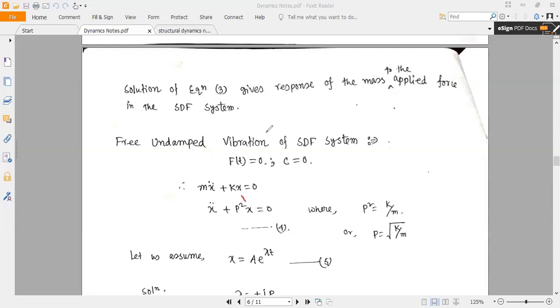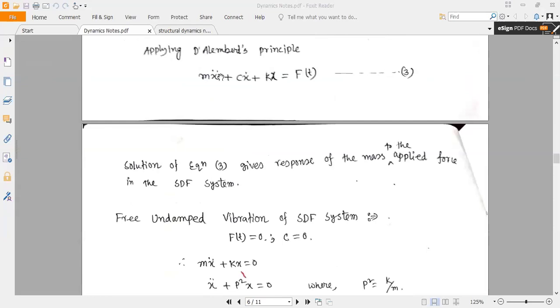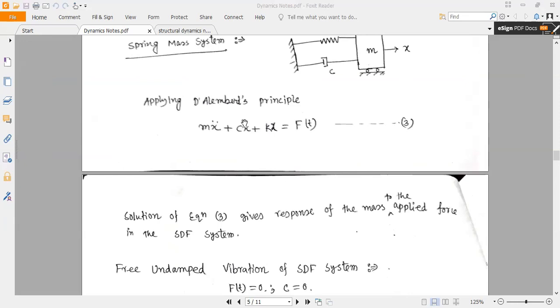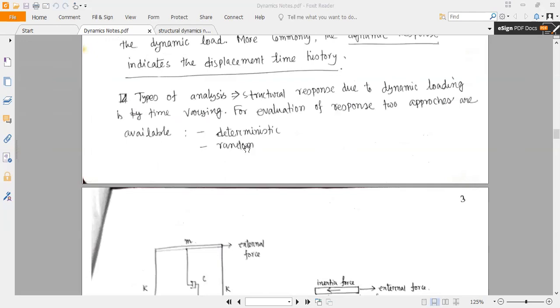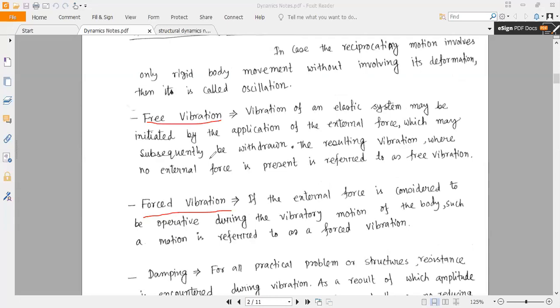Okay, so free undamped vibration. After getting this equation, it is a generalized equation of a single degree of freedom system of a spring mass model. Now here we have some cases. There will be two or three cases where we have to find the solution of this differential equation. I have explained what free vibration is. There is free vibration and forced vibration, these two types of vibration. If it is free vibration, what will be the solution? If it is forced vibration, then what will be the solution? We have to see that now.